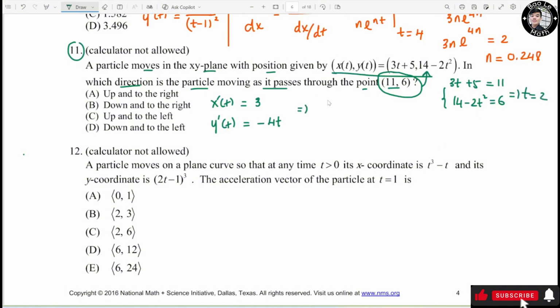So then we have s prime of t equals 3 and y prime of t, substitute 2 over here, we have negative 8, right? This guy is positive, this guy is negative, right? Now look at the s and y coordinate right here, right? The y-axis, the s-axis. This guy is positive, this guy is negative, this guy positive, and this guy negative. S prime positive is moved to the right. Y prime is negative is moved down. So the answer must be B.